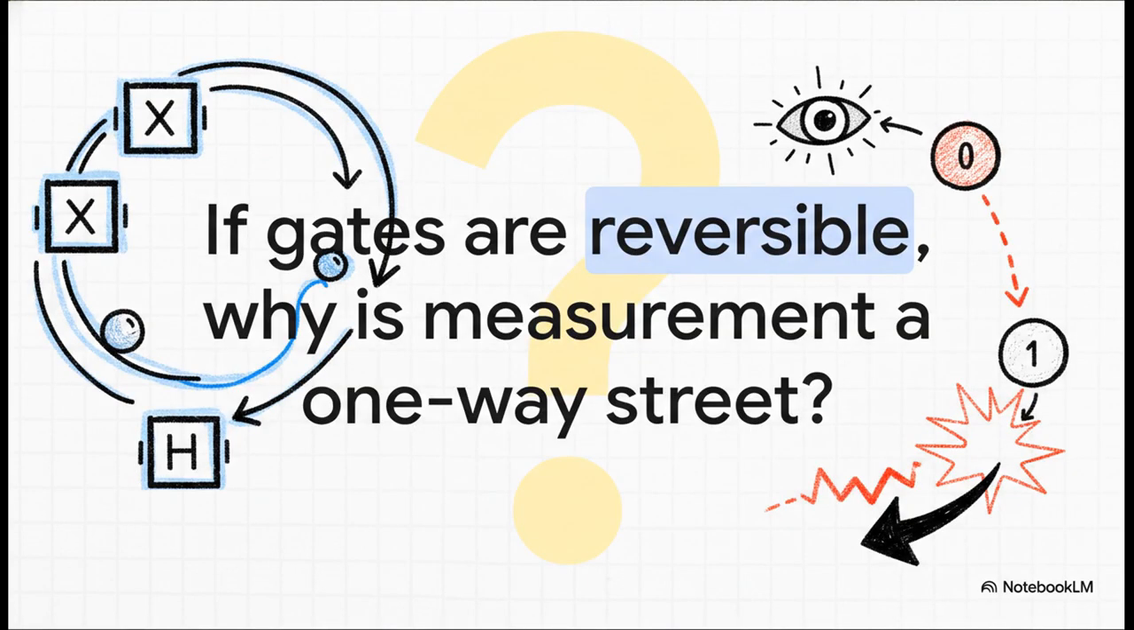So I want to leave you with this one last thought. We've spent all this time establishing that the evolution described by quantum gates is smooth, it's deterministic, it's perfectly reversible. And yet, the moment we decide to look at the qubit, the act of measurement, it causes an instantaneous, probabilistic, and totally irreversible collapse of the state. This profound tension between the two sides of quantum mechanics, the reversible evolution and the irreversible measurement, remains one of the deepest, most fascinating, and most fiercely debated puzzles at the very heart of physics.